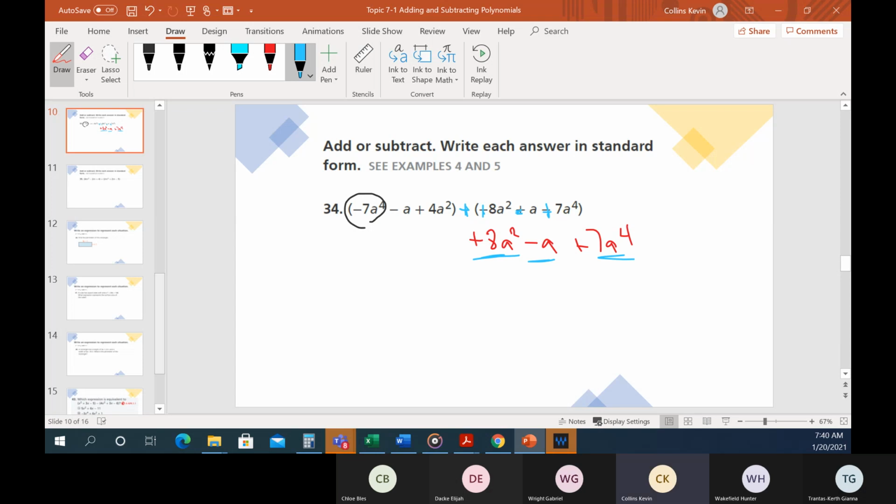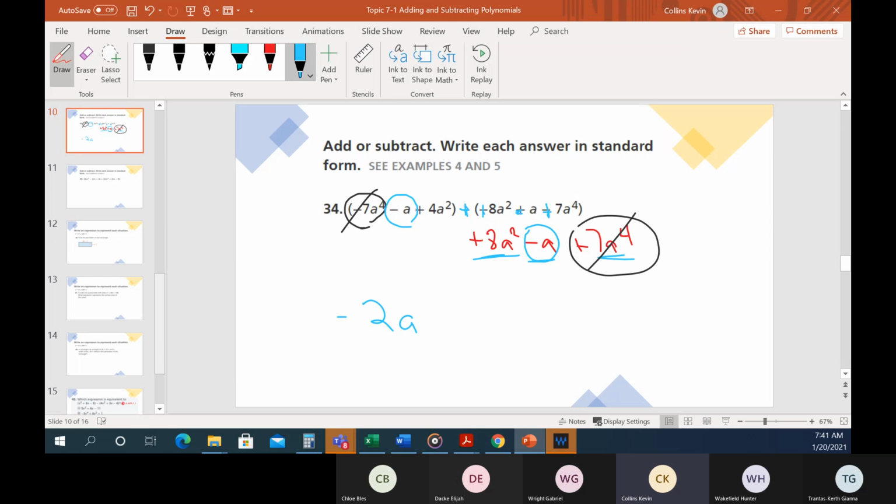All right. So back to our regular scheduled program. We have a minus 7a to the 4th, and we have a plus 7a to the 4th. So these guys cancel out, right? So we move on to the a's. Here I've got minus 1a, and I've got minus 1a again. So minus 1 and minus 1, let's go minus 2a.